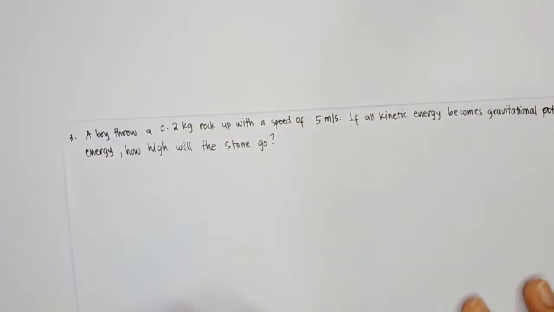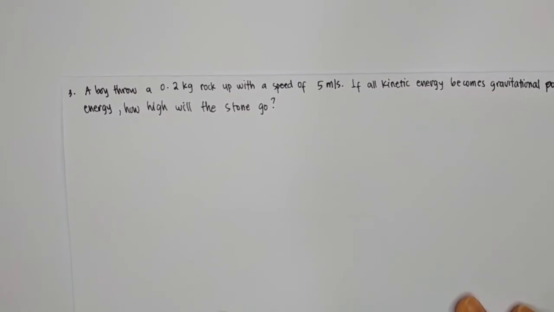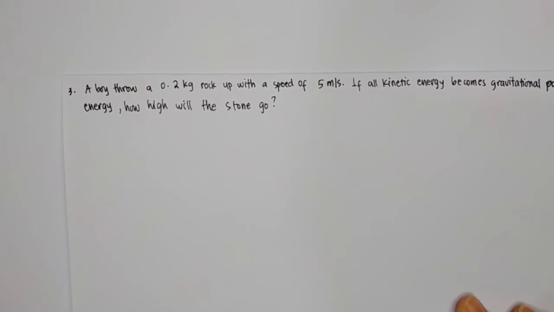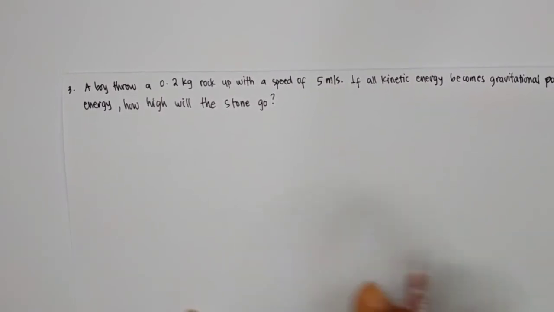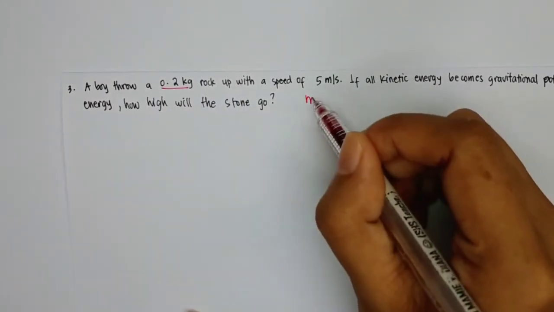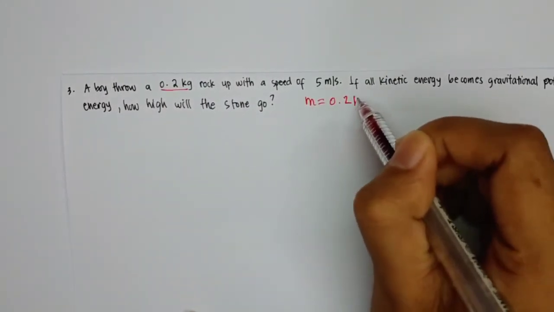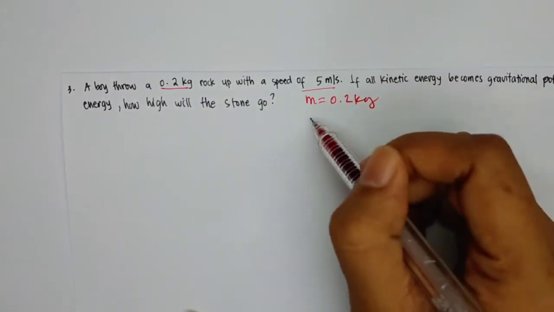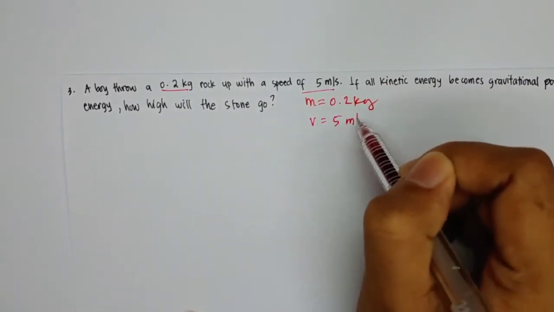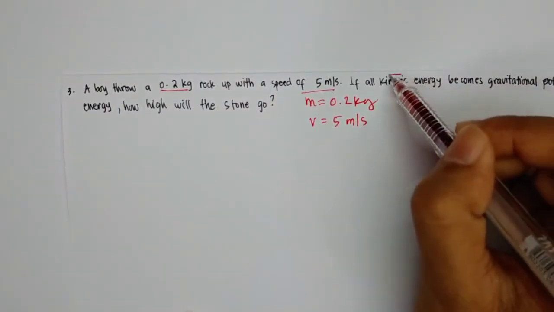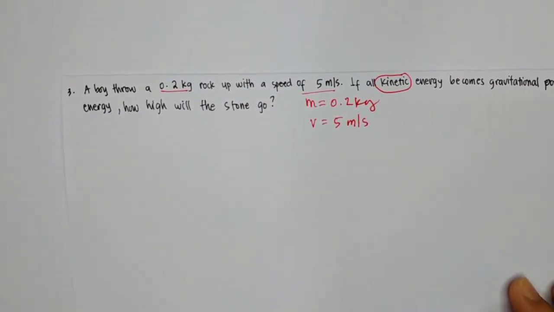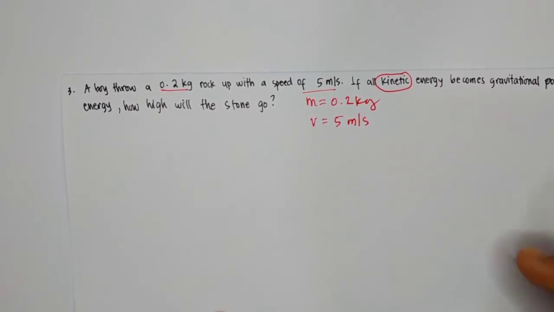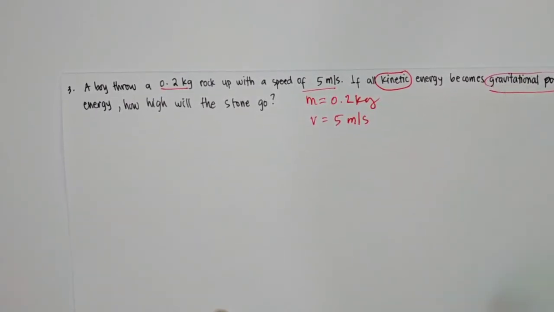We have the last one. A boy throws a 0.2 kilogram rock up with a speed of 5 meters per second. If all kinetic energy becomes gravitational potential energy, how high will the stone go? We have here our given: mass is 0.2 kilogram and a speed of 5 meters per second. Take note that kinetic energy is involved here. The kinetic energy is converted to gravitational potential energy.